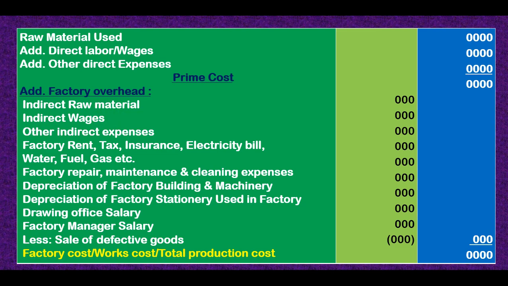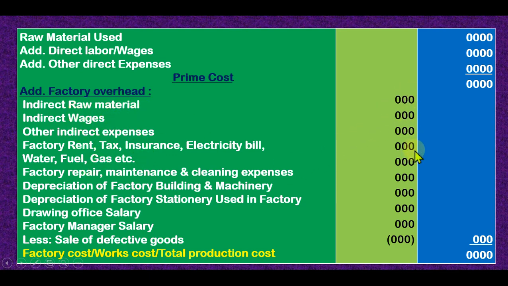For example, I have written here indirect raw materials, indirect wages, other indirect expenses, factory rent, factory tax, insurance, electricity bill, water, fuel, gas, etc., factory repair, maintenance, cleaning expenses, depreciation of factory building, depreciation of factory stationery, drawing office salary, factory manager salary, less sale of defective goods. Then you will get the factory overhead.